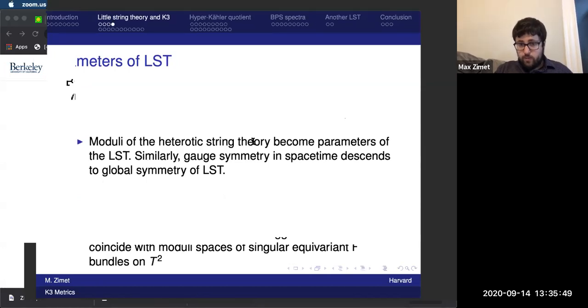Okay, and so this is what I was just saying. The moduli of the heterotic string theory, because we took g_string to 0, are non-dynamical, and so they're just parameters of the little string theory. And similarly, the gauge symmetry in space-time just tends to a global symmetry of the little string theory. So heterotic string theory on T2 has some rank 20 gauge group, and so the little string theory on T2 will have a rank 20 global symmetry group.